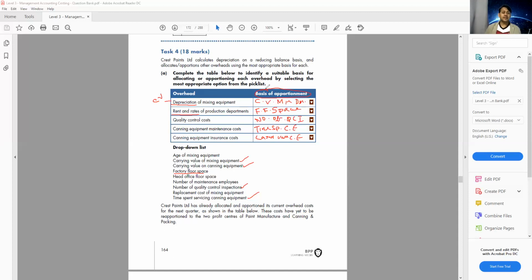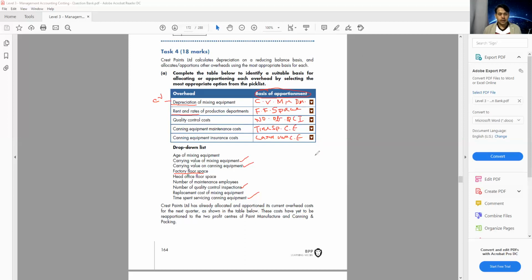Sometimes, when you have a floor area, you take the floor area. Sometimes for the rent and rates, if they didn't give the floor area, they give the floor volume, so you take the volume. So this is most appropriate. You take the most appropriate basis to get the most accurate figure for the apportionment of this overhead.